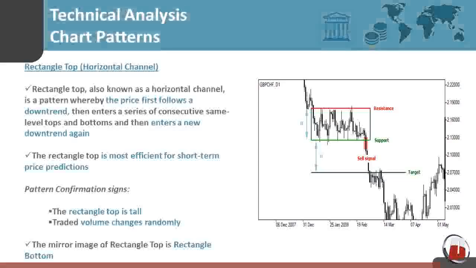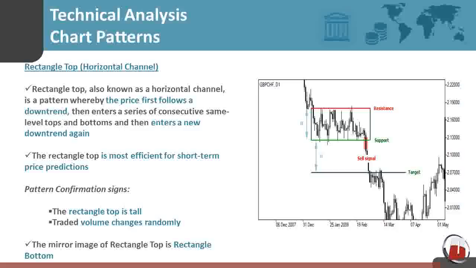Rectangle top, horizontal channel. Rectangle top, also known as a horizontal channel, is a pattern whereby the price first follows a downtrend, then enters a series of consecutive same-level tops and bottoms, and then enters a new downtrend again. The rectangle top is most efficient for short-term price predictions.